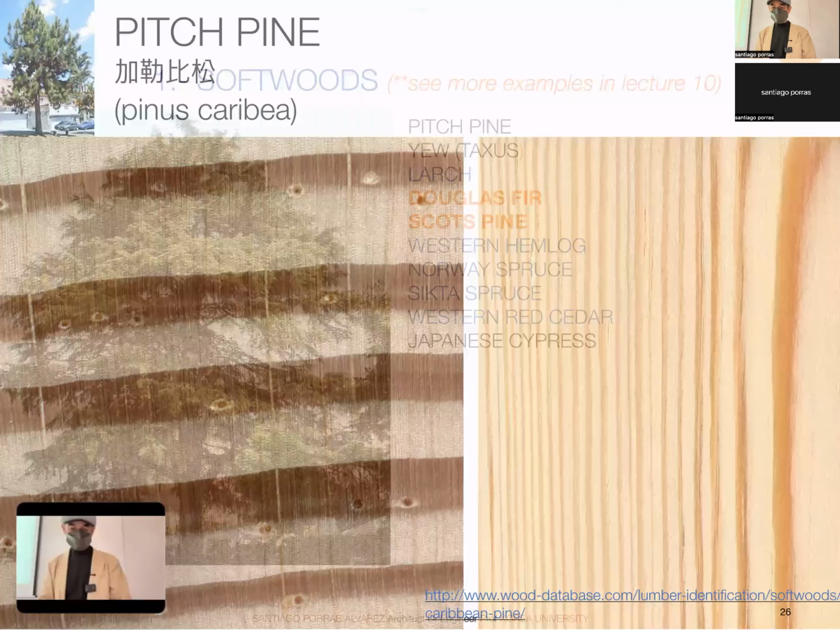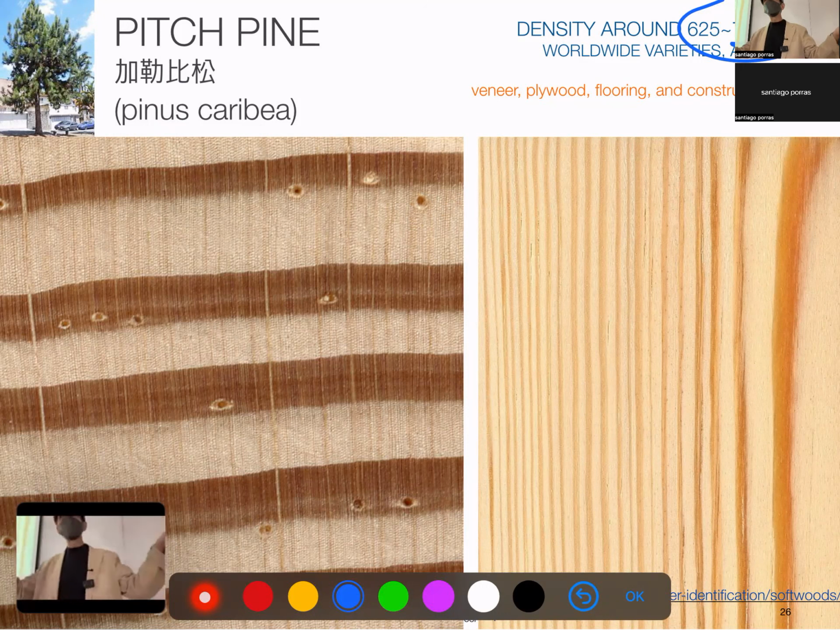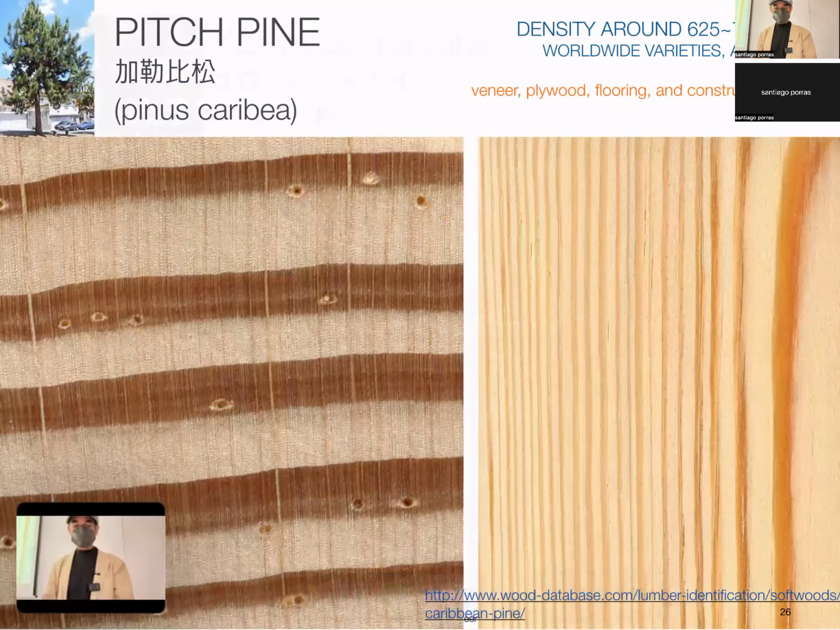So pitch pine, I put it because it's the densest. It is as dense, as hard as any hardwood, right? And this is about the most dense in conifers. Remember, water is 1 ton, stone is 2.5, steel is almost 8, timber is 0.7. No wonder usually timber floats in water, right? And it's used for construction, but I don't see it so often around.